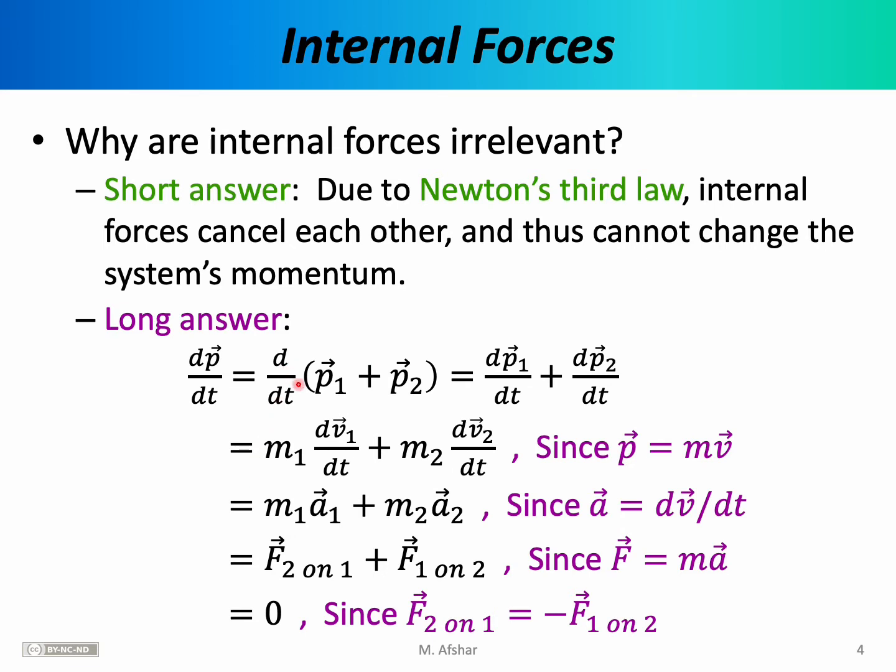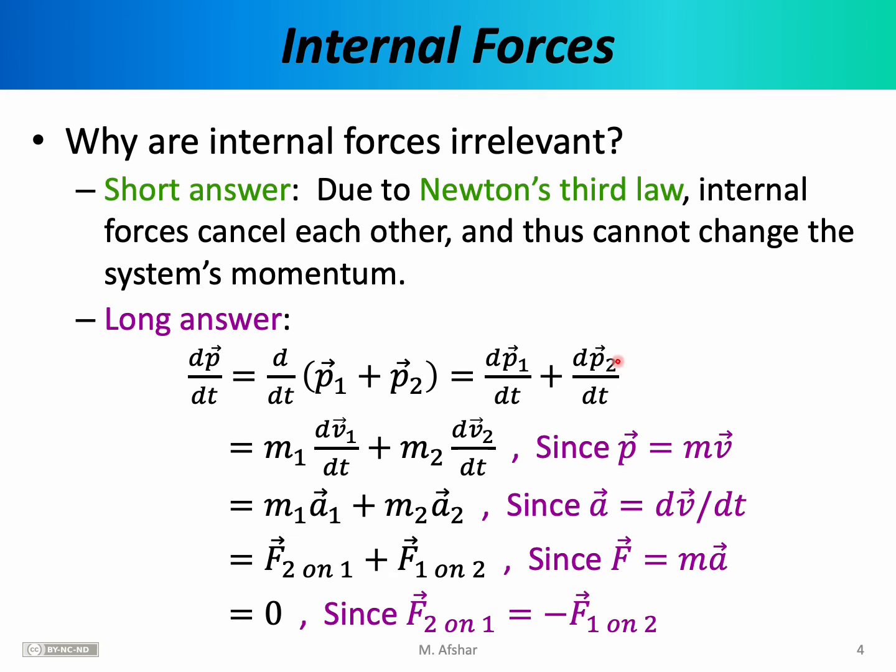Remember that the derivative of a sum is the sum of the derivatives, which basically means that you can take the derivative operator and distribute it into the parentheses. And so the momentum of the system, its derivative, will be equal to the derivative of momentum of object 1 plus the derivative of momentum of object 2.